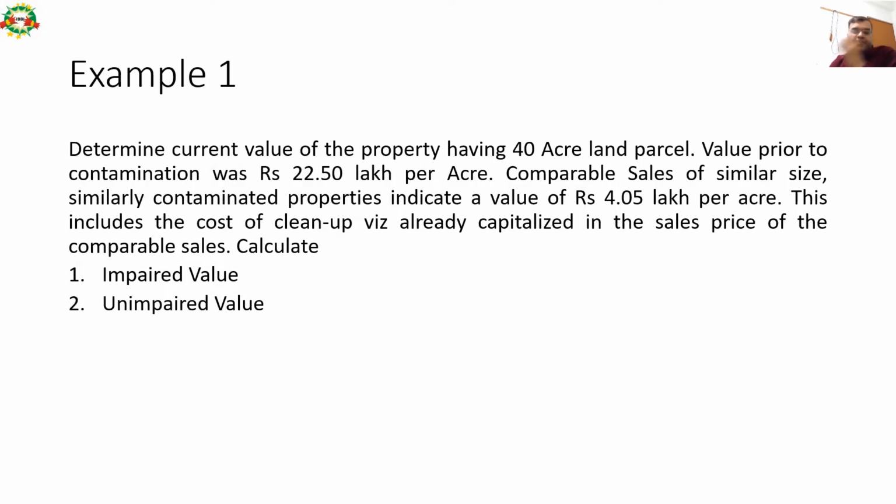Example number 1: determine the current value of the property having a 40-acre land parcel. Value prior to contamination was 22.5 lakh per acre. Comparable sales of similar size, similarly contaminated property indicate a value of 4.05 lakh per acre. This includes the cost of cleanup, which is already capitalized in the sales price of the comparable sales. Now we have to calculate the impaired value and unimpaired value of the property.